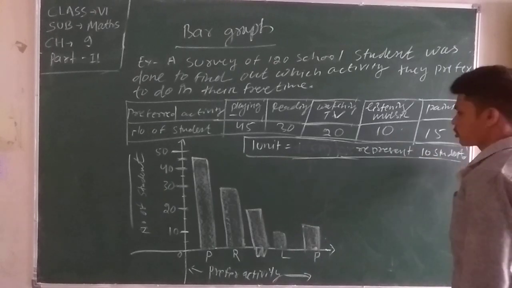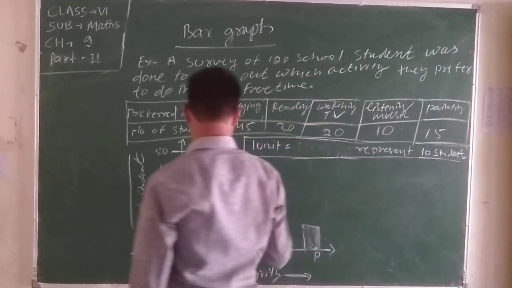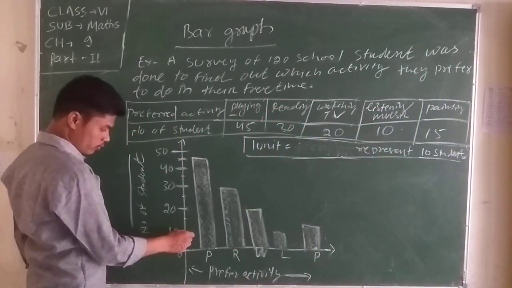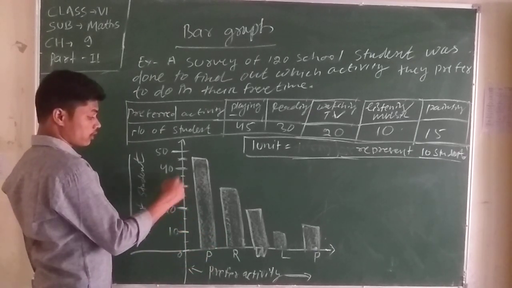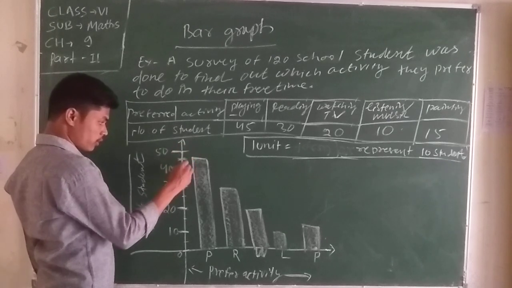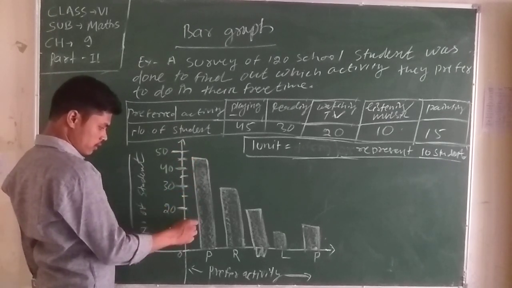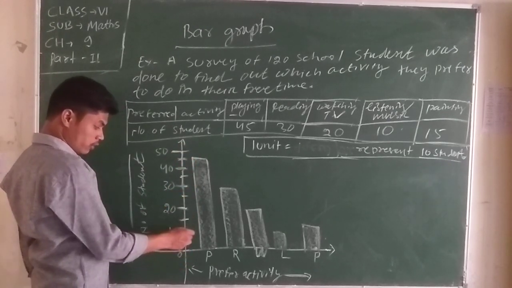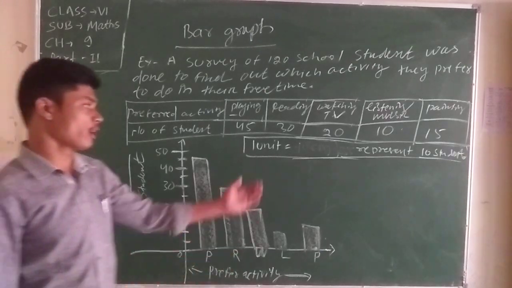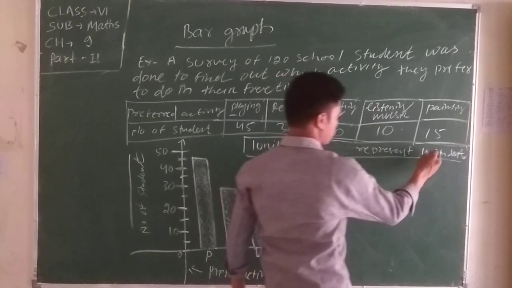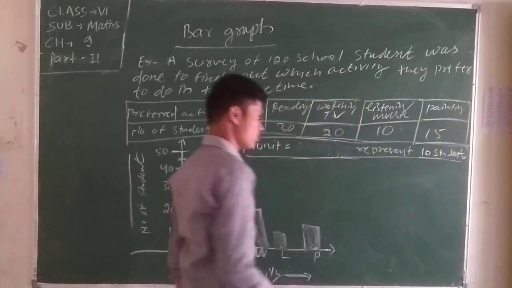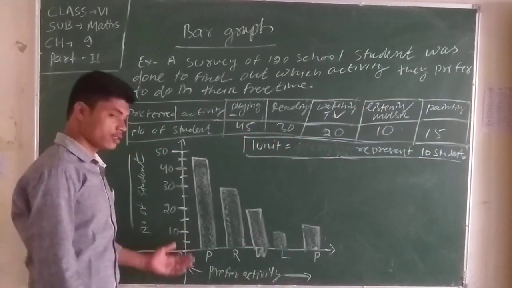Students: 10 students. 1 unit is equal to 10. 0 to 10, 1 unit; 10 to 20, another; 20 to 30; and 30 to 40. Each unit is equal. Then we have 10 units here. Then 0 to 10. Then we take 1 unit to represent how many students here? 10 students. Clear about this or not?